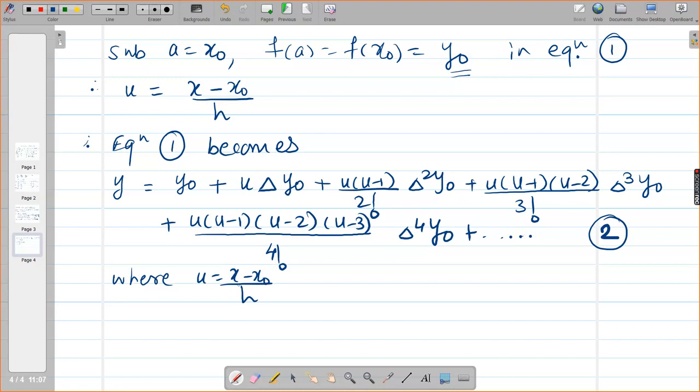So let us expand these brackets, because without expanding these brackets we cannot find the derivative, right? u into u minus 1, we will expand all of this now. Tell me as you finish, girls.